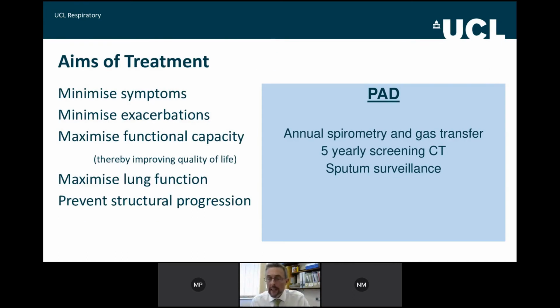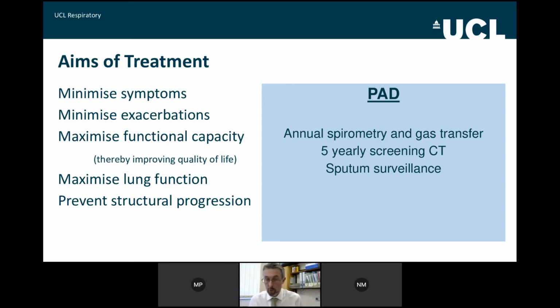When we're thinking about the aims of treatment then, we're aiming to minimize symptoms, we're aiming to minimize exacerbations, and so maximize functional capacity through the preservation of lung function. And where I work in terms of primary antibody deficiency, that means as a minimum, we will be doing annual spirometry, and we'll be doing 5 yearly screening CT.